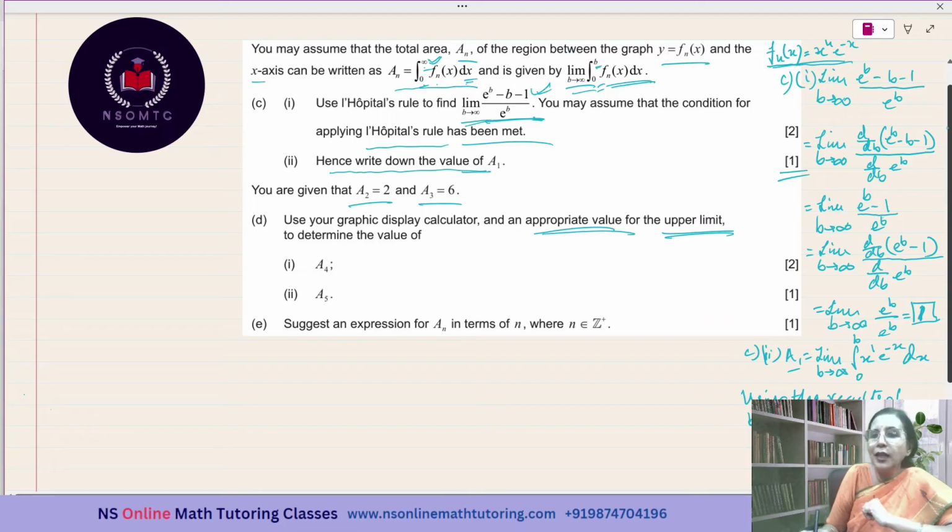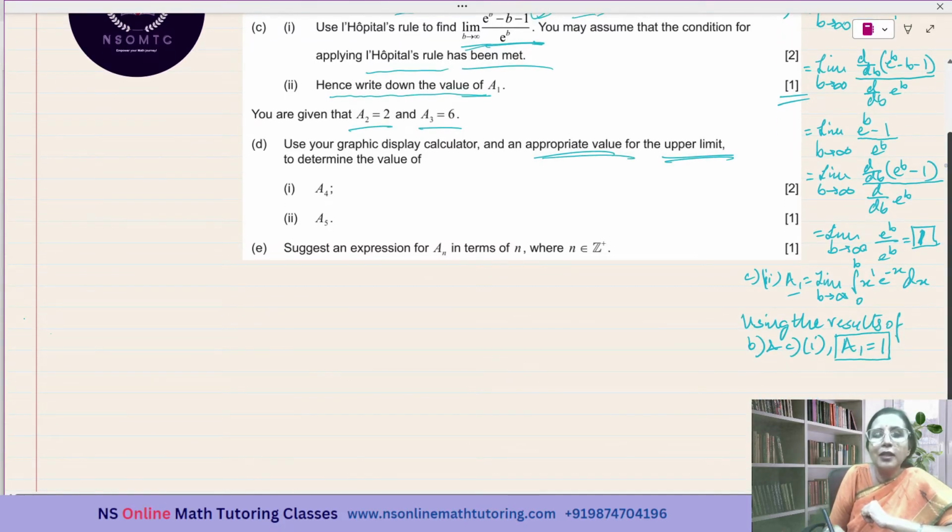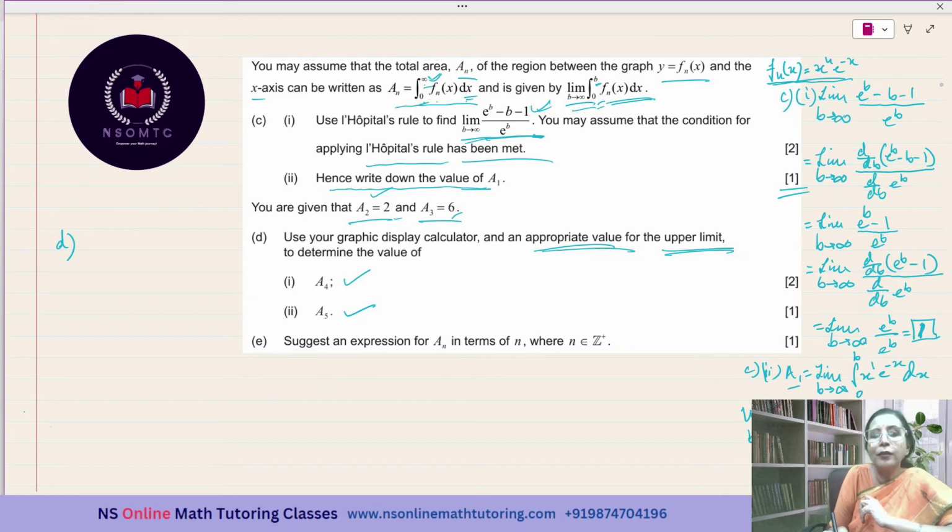And now they are saying use the graphics display calculator and an appropriate value for the upper limit to determine the value of A4 and A5. Okay, so fine, I can write the D over here. So let us first of all check whether we are getting the values of A2 and A3 as 2 and 6 respectively. Okay, we know that An is x to the power of n.